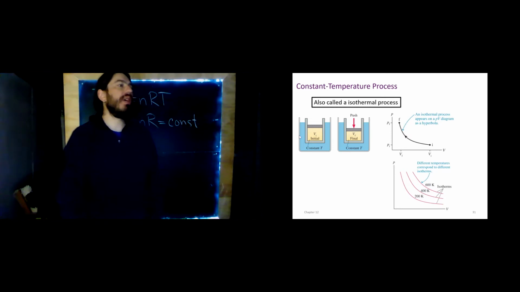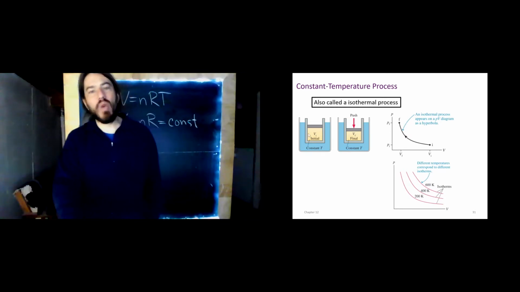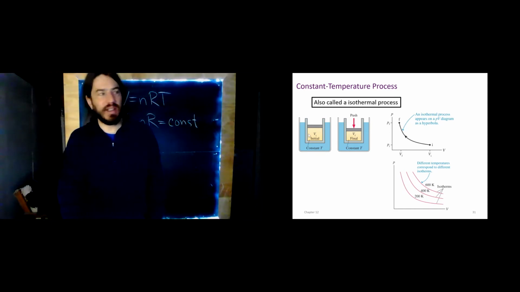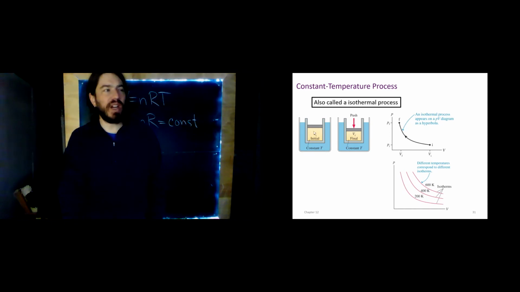An isothermal process is a same temperature process. Now, we might do that by submerging our piston in a water bath that's kept at a constant temperature. And if we do this process very slowly, then any heat that is generated by doing work on the gas will flow out into the water.